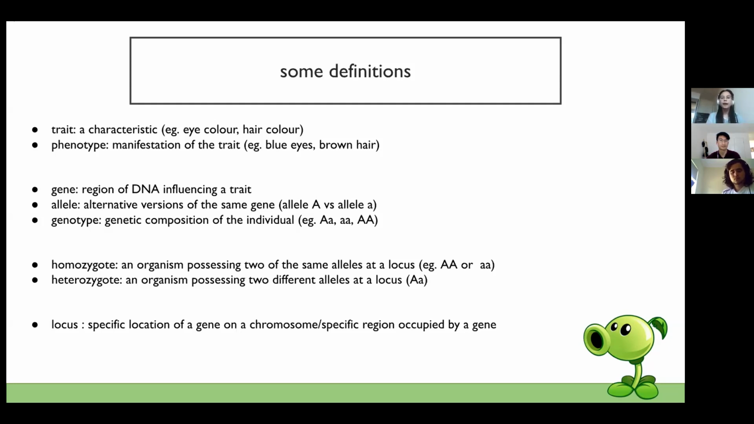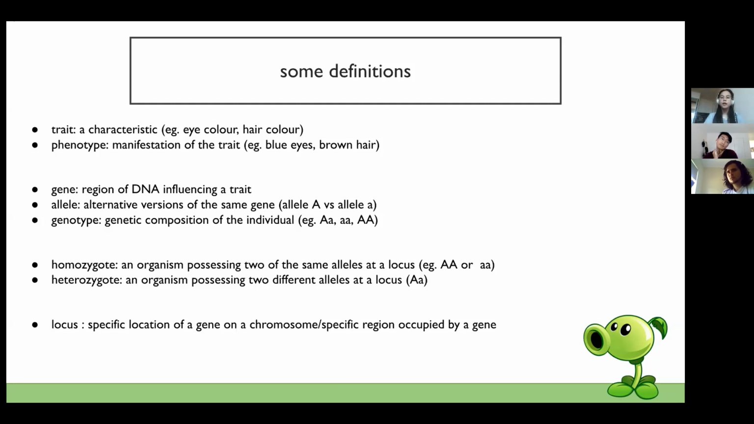So for eye color, it might be brown eyes or blue eyes. For a certain protein, it will be whether you produce that protein at all, or do you produce it in early life or towards, you know, middle age or whatever. A gene is a region of DNA that influences a trait. Simple enough. An allele is alternative versions of the same gene. So the DNA sequence will be slightly different for each allele, whether that is different by one base pair or a longer segment of DNA.